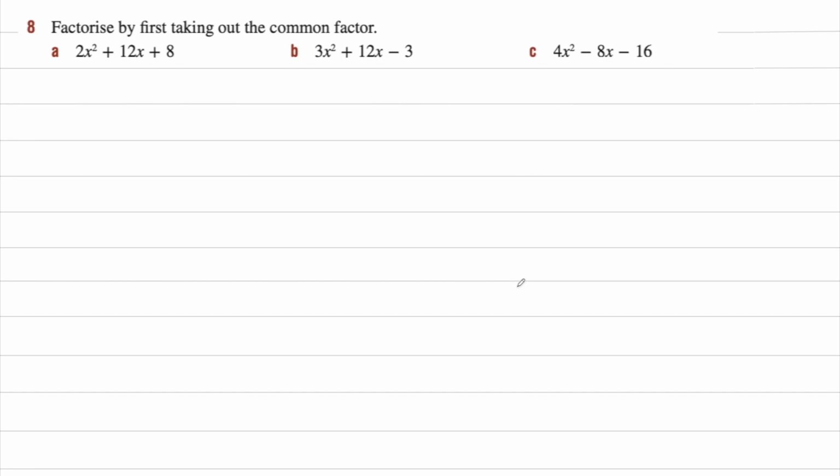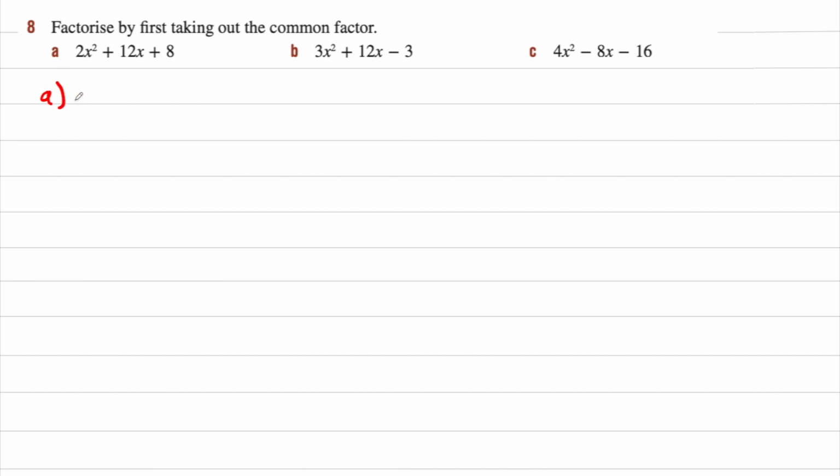Hello guys, let's continue with factorizing by completing the square. You can see on the screen now that the coefficient of x squared is not 1 anymore; it may be 2 or 3 or another number different from 1. So how can you solve this one?